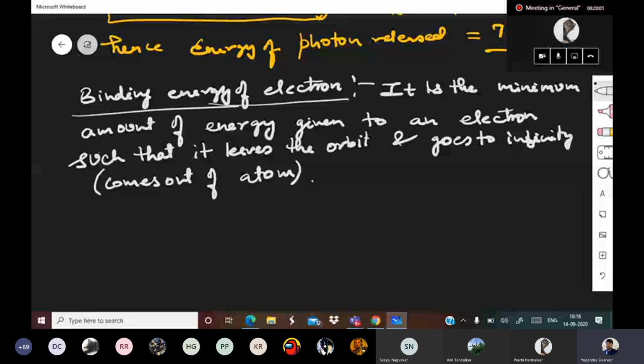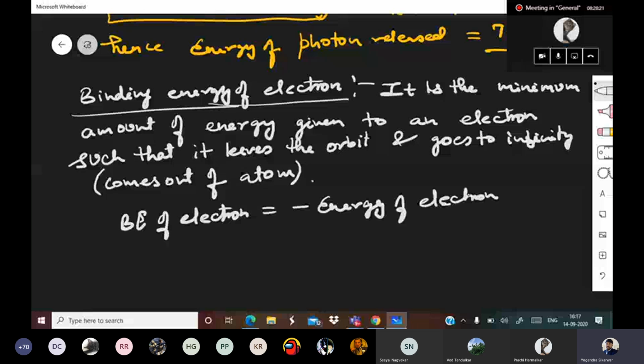So basically binding energy of electron is nothing but minus of energy of electron in orbit. Okay.